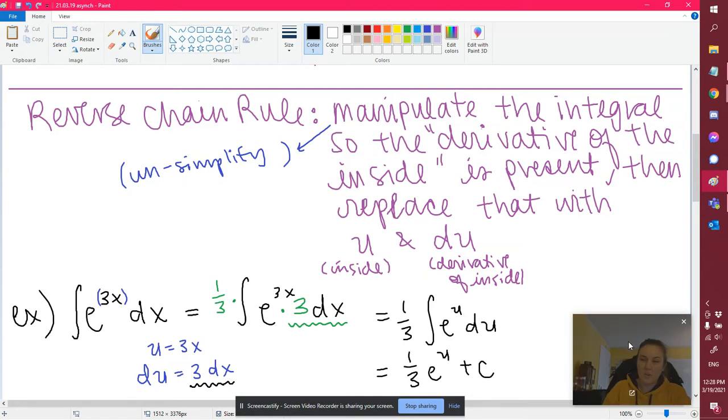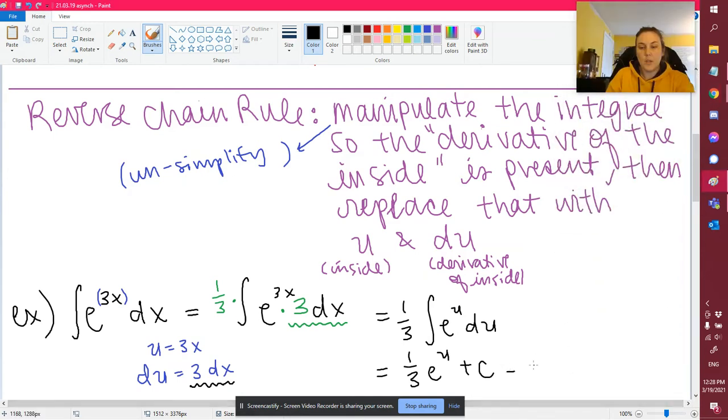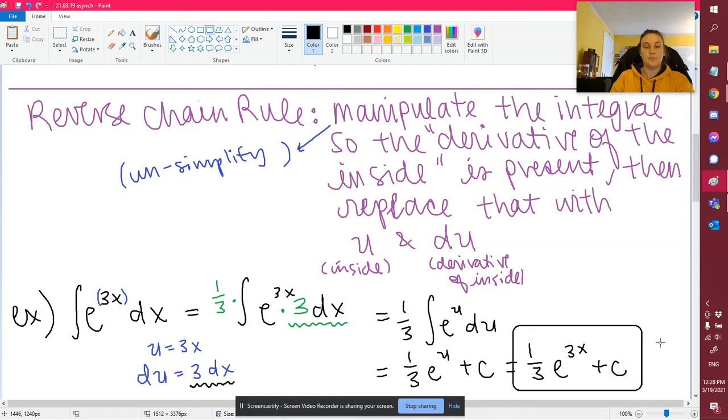Beautiful. Not quite finished. Move this up here. We need to replace the u with what it actually stands for. Nice. That's a finished question. Boom. So again, we manipulated the integral. We unsimplified here. We multiplied it by 3 and divided by 3. So we didn't change the content, but we changed what it looked like. We changed the structure. And then we replaced the u's and du's to streamline our integration process.